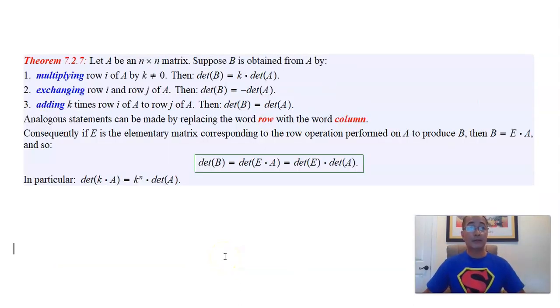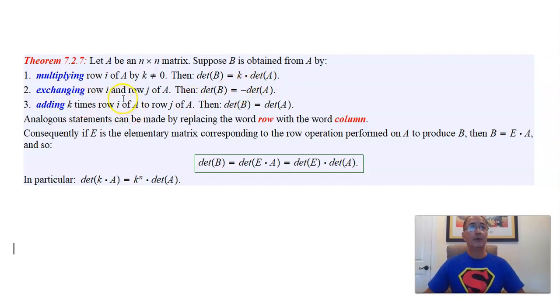So the final theorem that I want to review with you has to do also with performing an elementary row operation on a random matrix A. So suppose that A is an n by n matrix and B is obtained from A by a type 1 operation, multiplying row i of A by a non-zero number k. Then the determinant of this new matrix B is k times the determinant of the original matrix A.